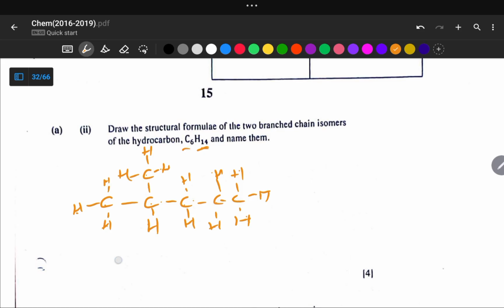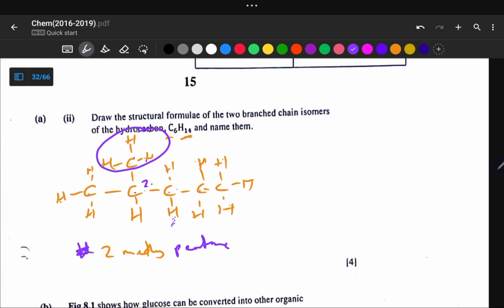So this is 2-methyl. The methyl group is on position number 2, so we name from the nearest locant, right? So this one is 2. The longest chain is 1, 2, 3, 4, 5, so it's 2-methylpentane, and we are done. This is the first one, and for the second one we can shift this one, drawing the methyl group here, so that we can have 3-methylpentane. We can also have 2,2-dimethylbutane. So another one is 2,2-dimethylbutane, right?